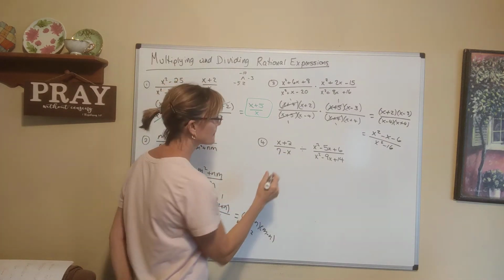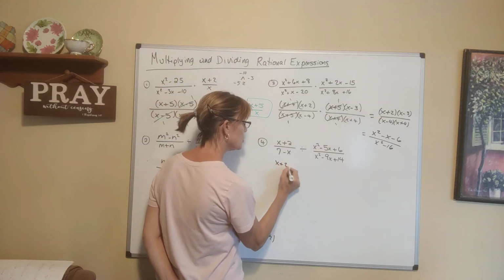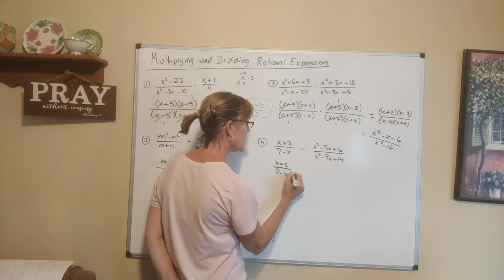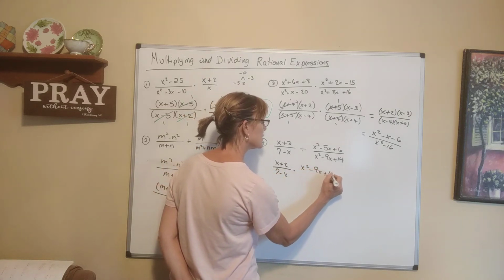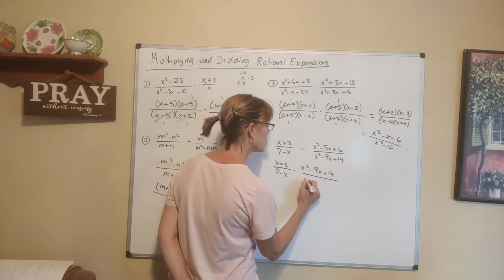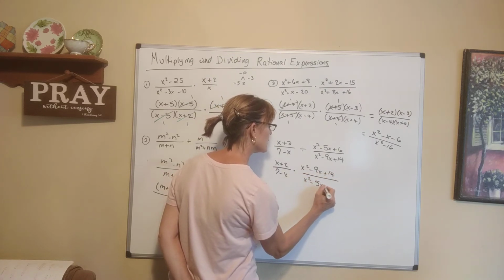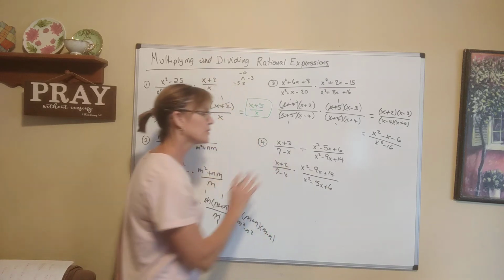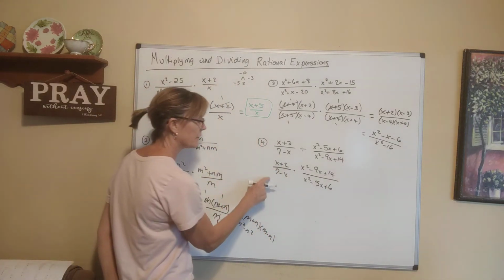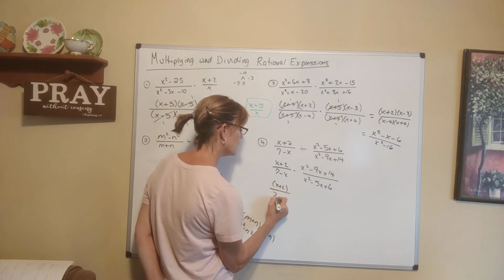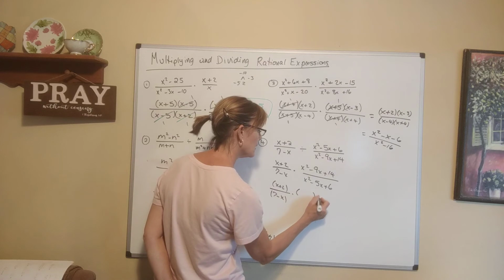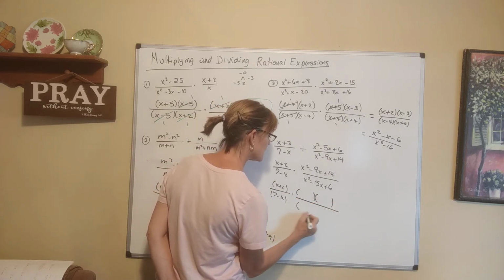Keep, change, flip. X plus 2 over 7 minus x times x squared minus 9x plus 14 divided by x squared minus 5x plus 6. Factor, factor, factor. There, we can't factor these. These are done. This is just x plus 2, 7 minus x, just like that. Okay, times. Let's see if we can factor these guys.